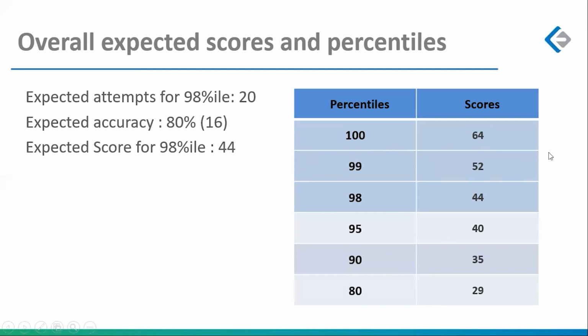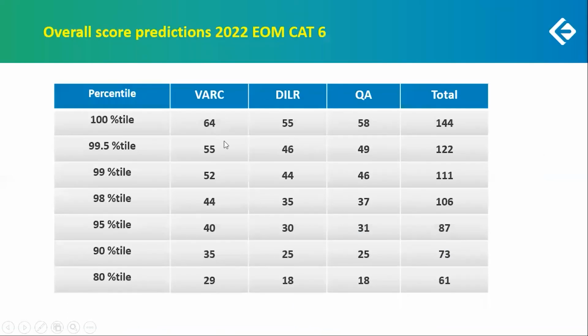Now I come to the overall analysis. It is becoming a bit weird that VARC is still seemingly the easiest section, because in almost every test, VARC has been the section that has the highest scores for each percentile. We'll probably come up with a test where VARC is not the easiest, or it doesn't look the easiest. But in this test, that's what it is.